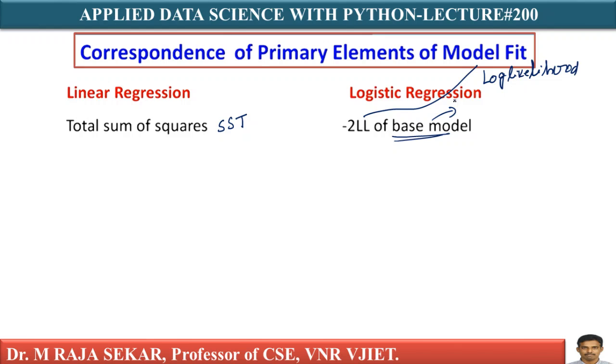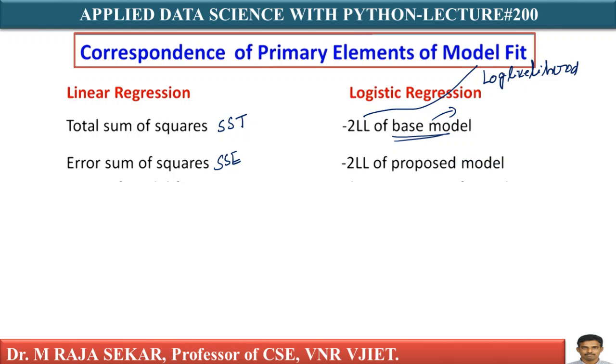Another difference is the error sum of squares in linear regression, which I can write as SSE. The equivalent term in logistic regression is minus 2LL of the proposed model. What is the base model? What is the proposed model? I will discuss after a few minutes.